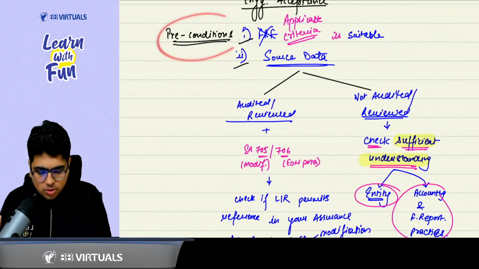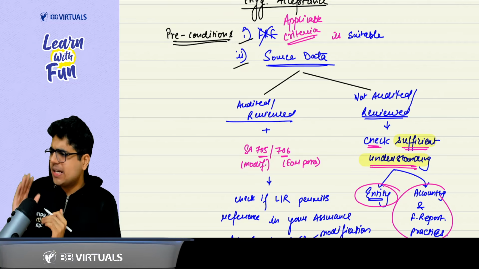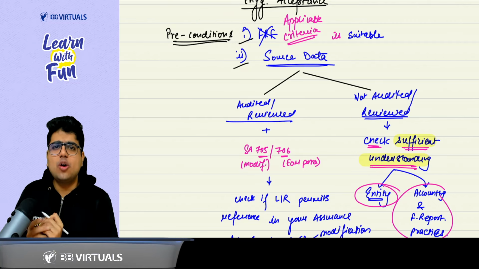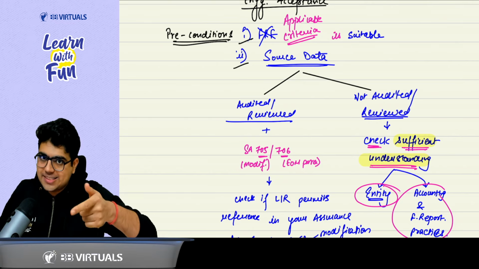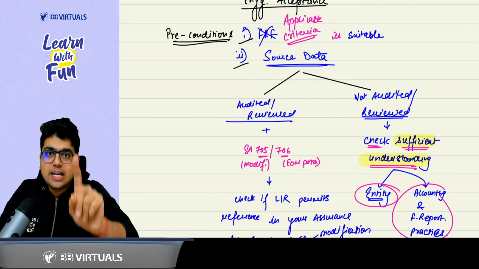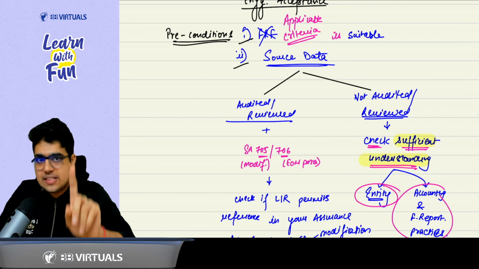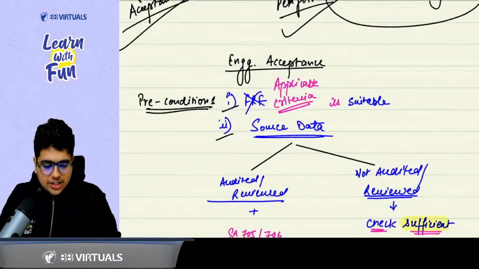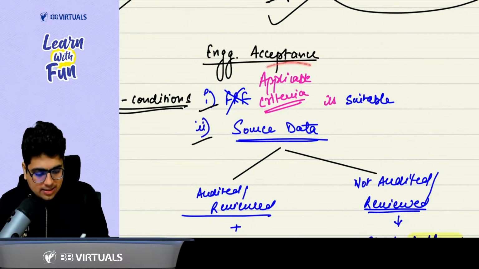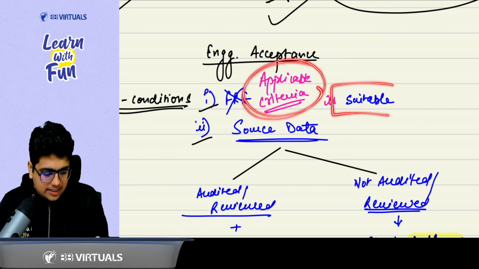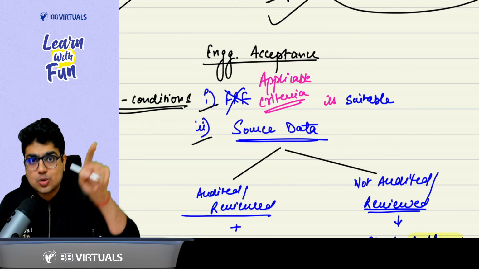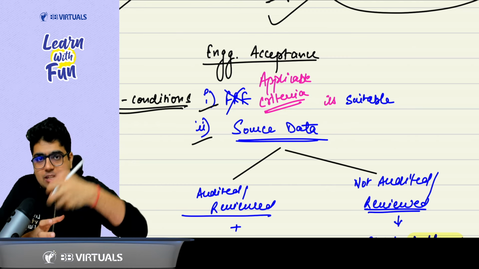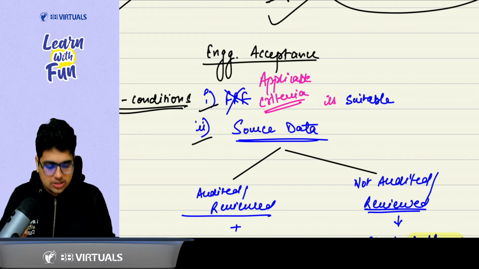First of all, let's talk about preconditions. Sir, what are the preconditions? In case of audit, what is the precondition? Before audit comes financial statement. Before financial statement comes FRF. That means the FRF is acceptable. Here the word used will be criteria. That means the applicable criteria is suitable. Once you are done with the criteria, then check the source data from where you will extract the financial information.